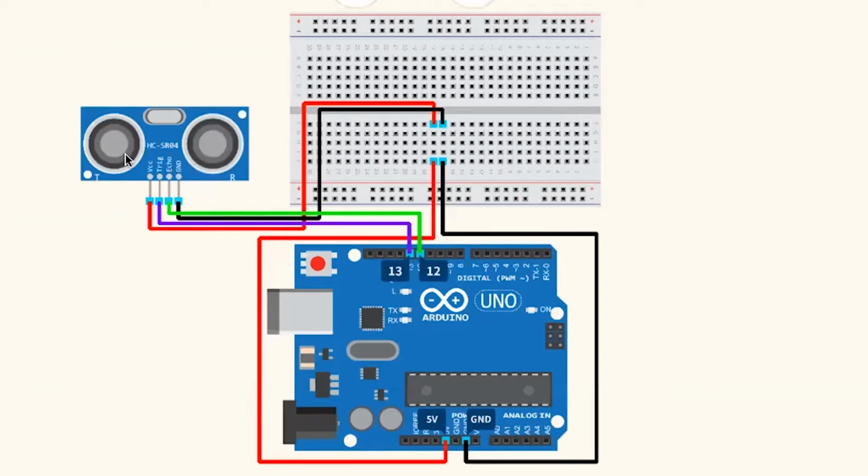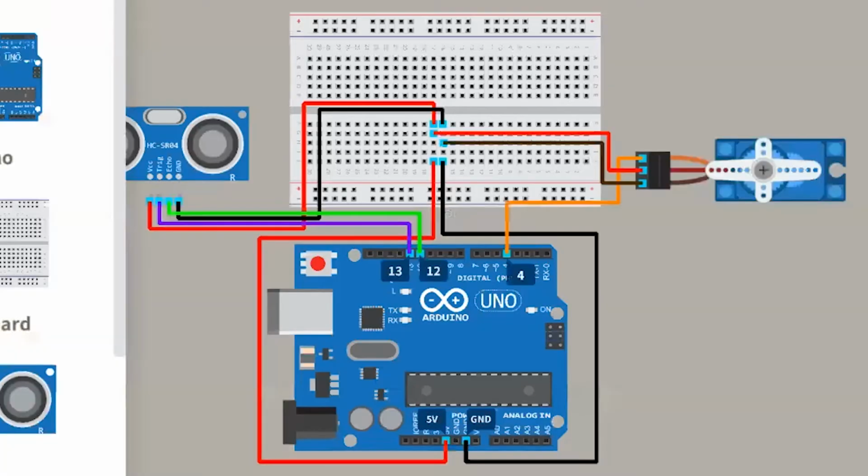All right, and the ultrasonic sensor will be attached. The ground will be attached to the same row or same column as the ground from the original board, and the 5-volt VCC in red is connected to the same row as the 5-volt from the original board. And echo is attached to number 12 on the digital pin, and trigger will be attached to number 13 on the digital pin. Okay, keep that in mind.